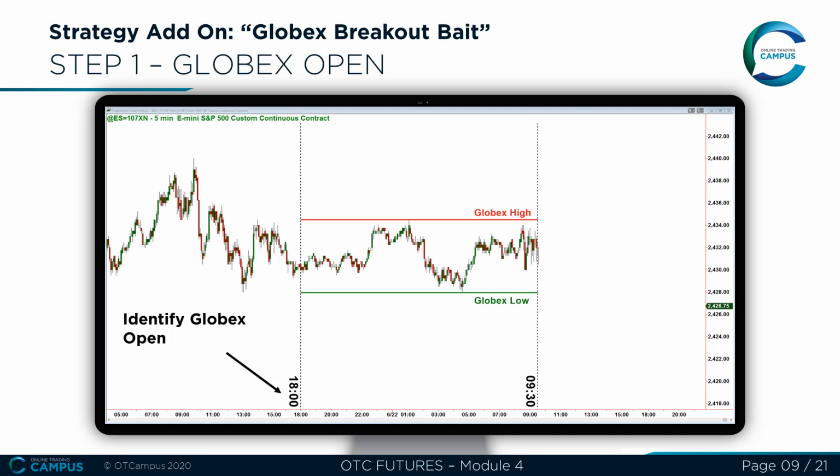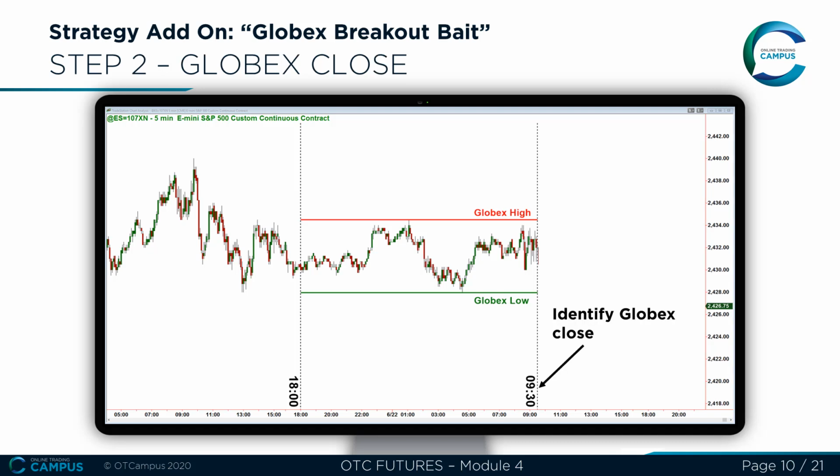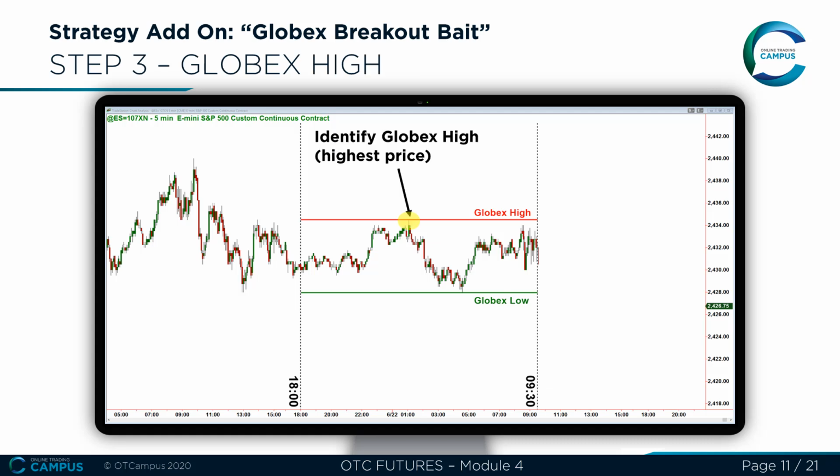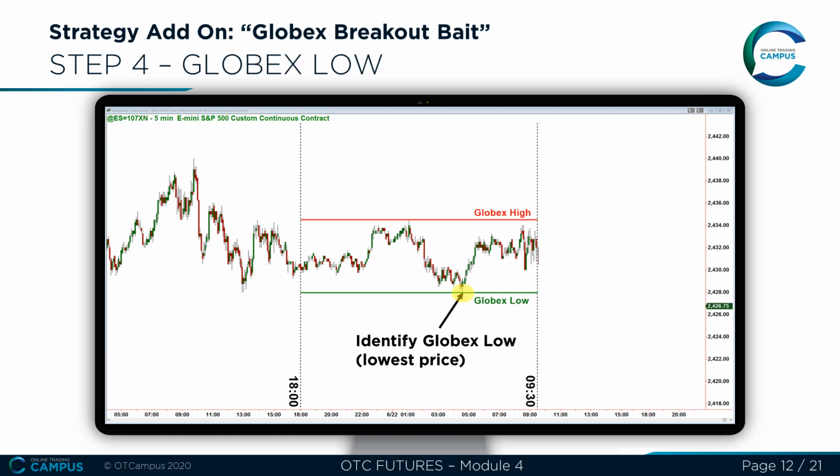Here we go. Step 1, you see the chart example. Identify the GLOBEX opening time 6 p.m. Standard Eastern Time. Step 2, identify the GLOBEX closing time 9:30 a.m. Standard Eastern Time. Step 3, identify the highest price that was formed during the GLOBEX session, which you can see the arrow pointing to it here. Step 4, identify the lowest price point that was formed during that extended trading hours.